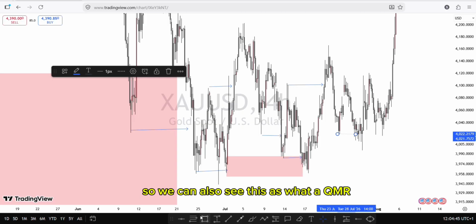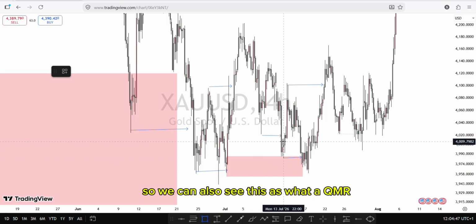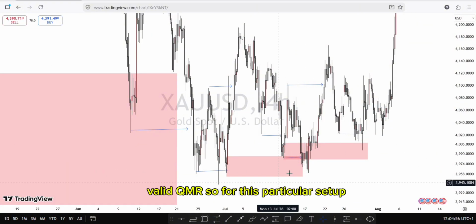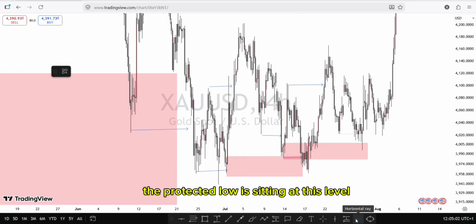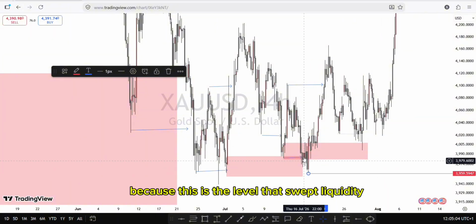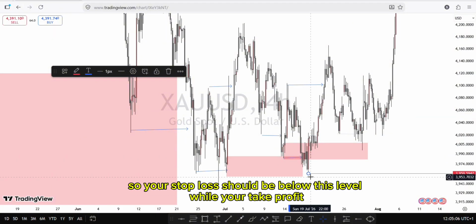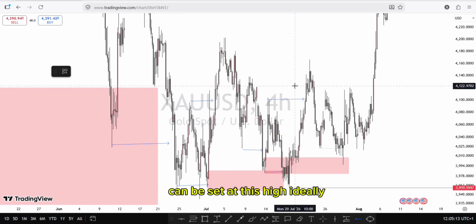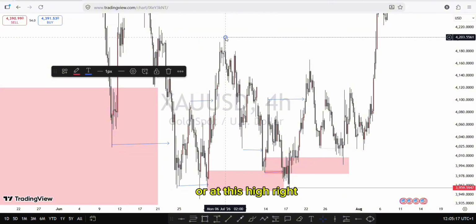So we can also see this as what? A QMR. For those of you that have been following me, you know what a QMR means, a failed order block, right? This is a QMR level, right? Valid QMR. So for this particular setup, the protected low is sitting at this level because this is the level that swept liquidity. So your stop loss should be below this level, while your take profits can be set at this high ideally, or at this high, right?